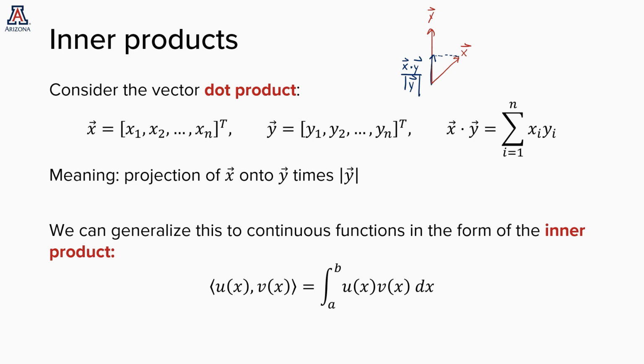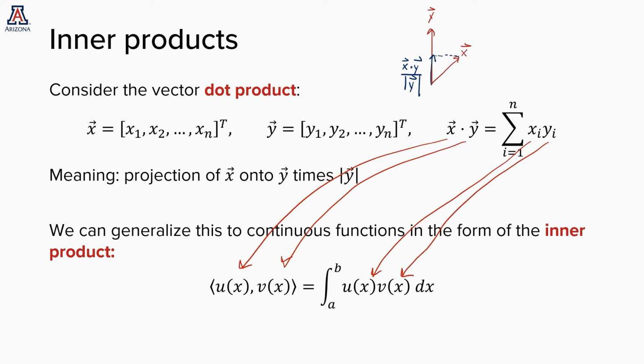So we can generalize this. It doesn't just have to apply to vectors. We can make a more general version of this that we call the inner product. And specifically, we can apply this to continuous functions. So we typically use these sort of angled brackets to denote an inner product. And if you've got two functions, u and v, then their inner product, instead of being defined with a sum, because these are continuous functions, gets defined with an integral. So on some interval a to b, the inner product is the integral of the product of those two functions.